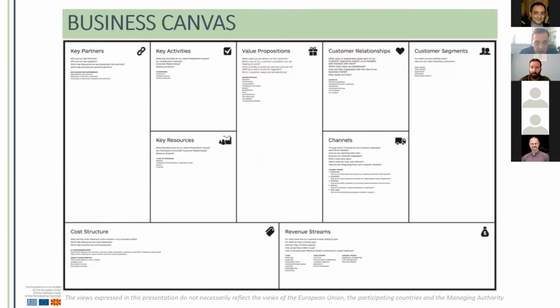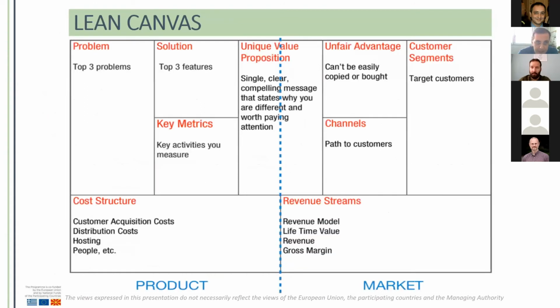So this is the business canvas model that was presented earlier to you, and this is the lean canvas model. So we put this imaginary line in the middle that divides product and market left to right, and we change to problem and solution, and we change to unfair advantage and key metrics. But when you start doing it, you will see or you will feel more, you'll better understand this methodology.